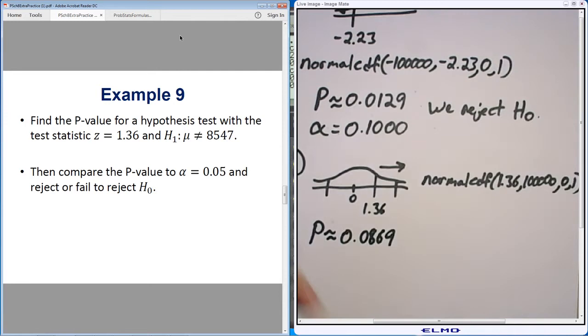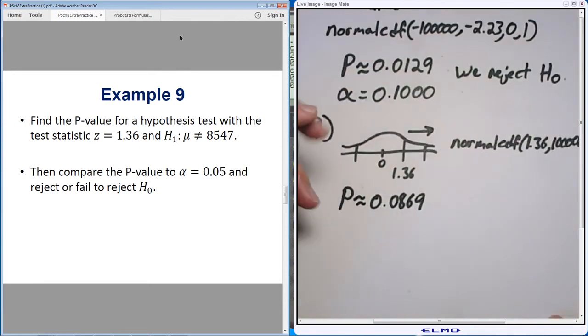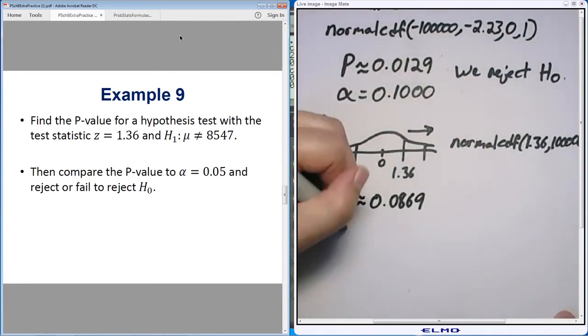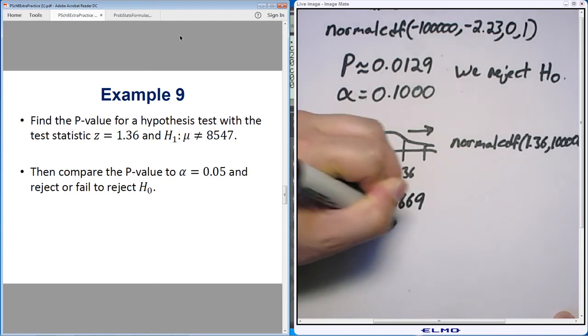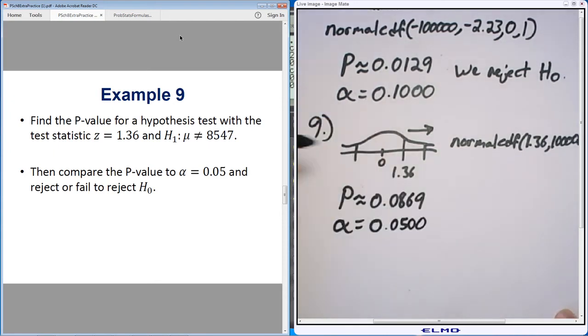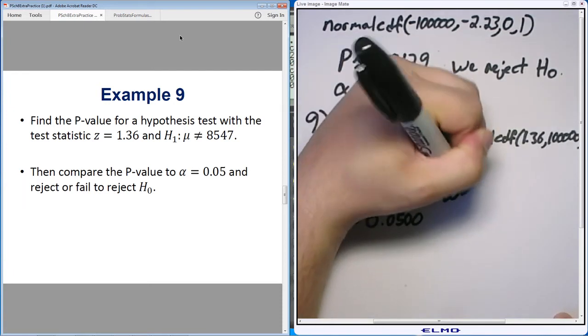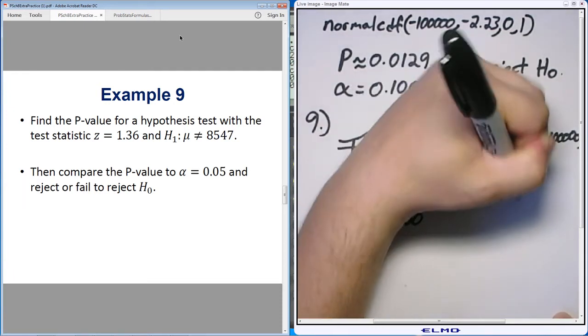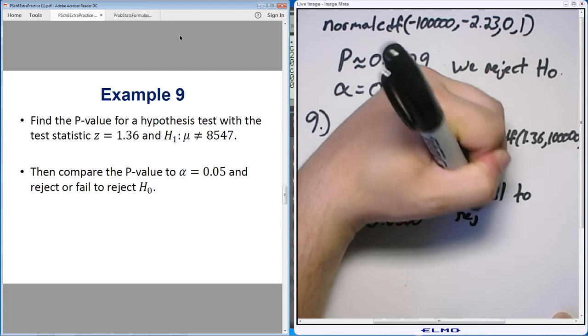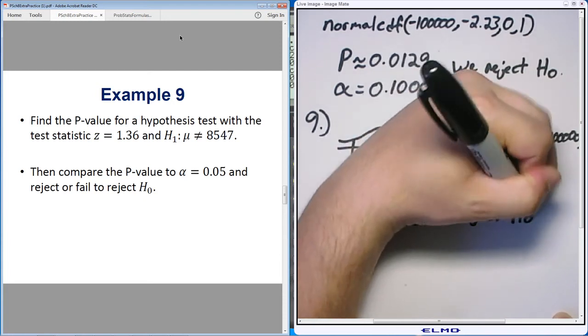Let's compare that to alpha. The alpha in the problem is 5%. So alpha equals 0.05. Put some more zeros on there. This time p is bigger. When p is bigger, we fail to reject the null hypothesis H sub 0.